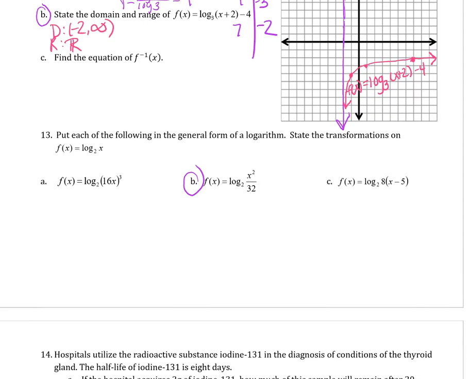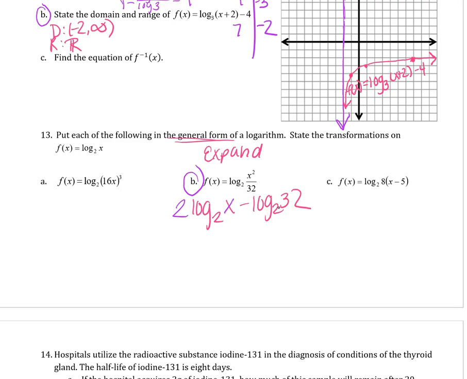Okay, putting something into standard form, or general form, this just means you're going to expand it and simplify. So if you look at B, I know that division is related to subtraction. So I can write this as log base 2 of x squared minus log base 2 of 32. Any exponent you can move to the coefficient location. So this is then 2 log base 2 of x minus log base 2 of 32. And then you just need to simplify.